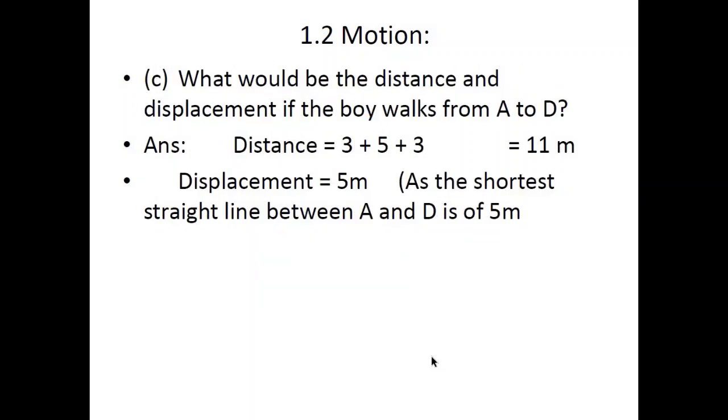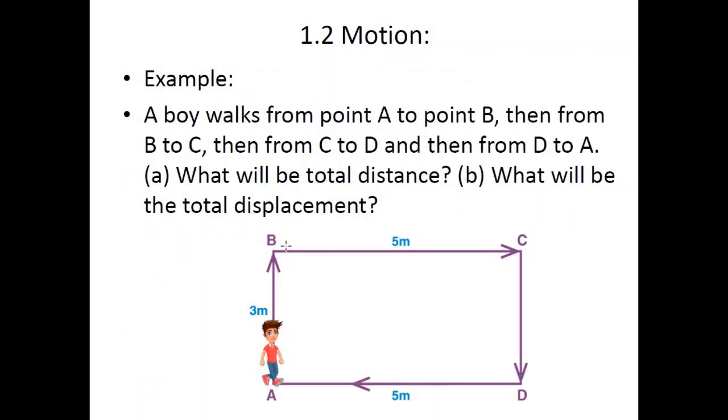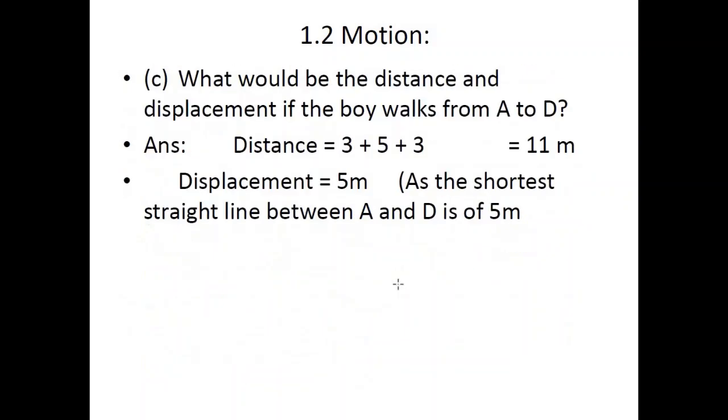What would be the distance and displacement if the boy walked from A to D? For A to D, the distance would be from A till B 3 meters, B till C 5 meters, and C till D again 3 meters. So the total distance would be 11 meters. Whereas displacement is the shortest distance between 2 points. In this case, it would be the horizontal distance between A and D. That would be 5 meters, the shortest straight line between A and D.